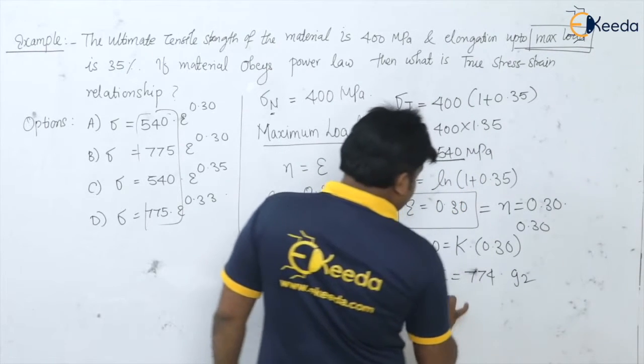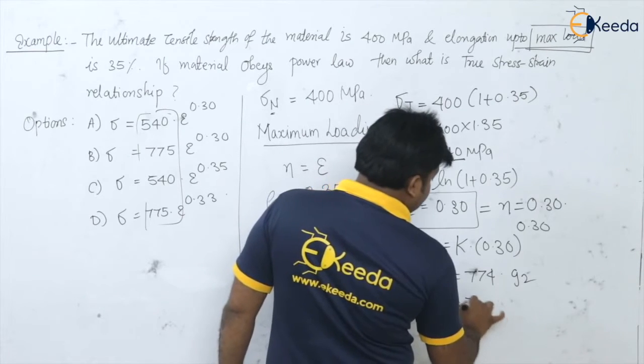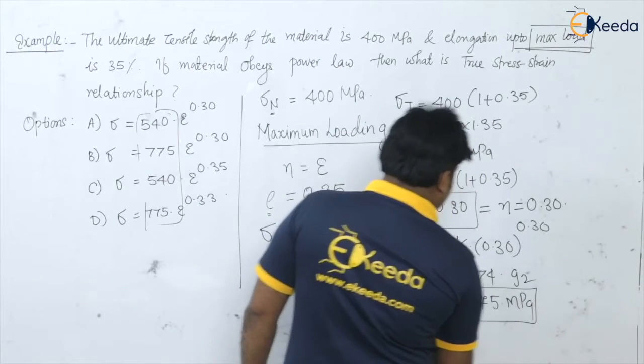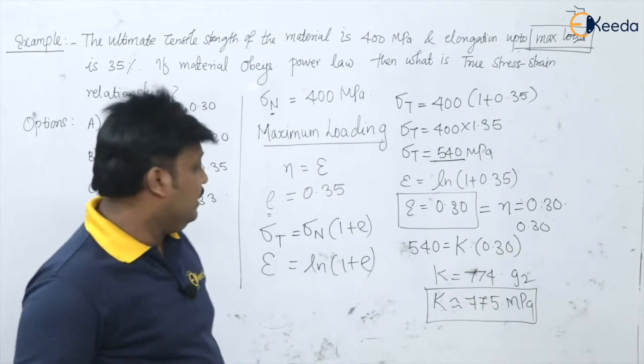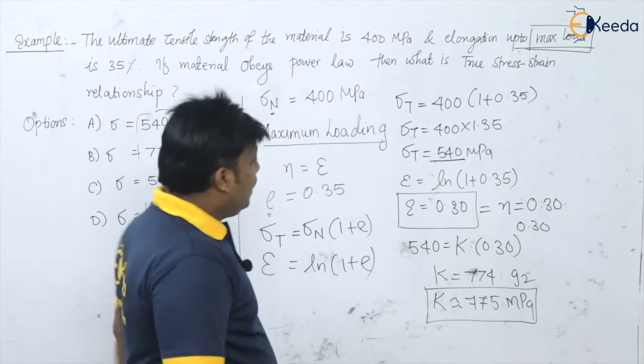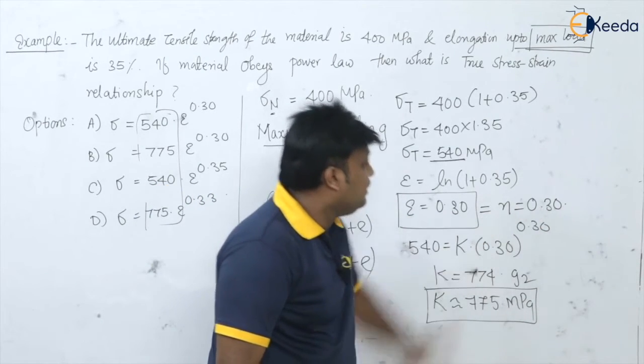is 774.92, which is nearly equal to 775 megapascal. So we get this value for the strength coefficient K, that is 775, and you get this n value 0.30.